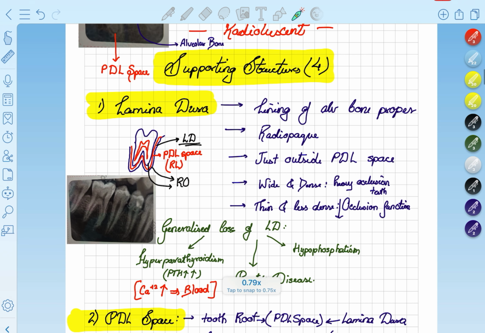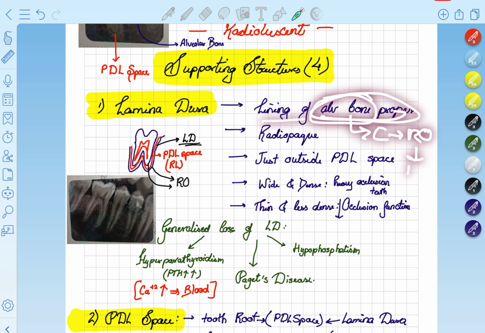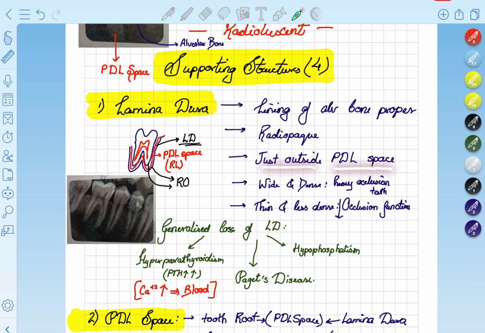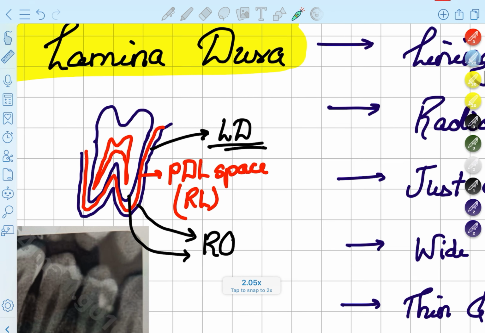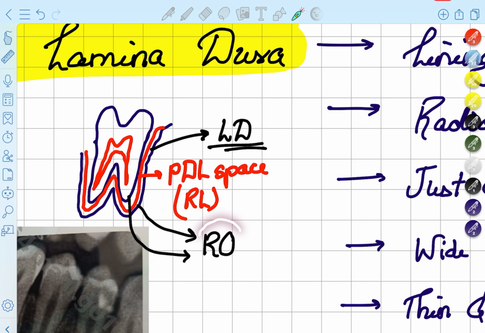To start with the supporting structures, lamina dura, as the name suggests, is nothing but a lining of the alveolar bone proper. Bone appears calcified. How will it appear? Radiopaque. Radiopacity means white. It is located just outside the pedial space. As we can see here, this is our radiopaque structure, and this was our periodontal space. How does it appear? Radiolucent. The space just outside the pedial space is known as the lamina dura.